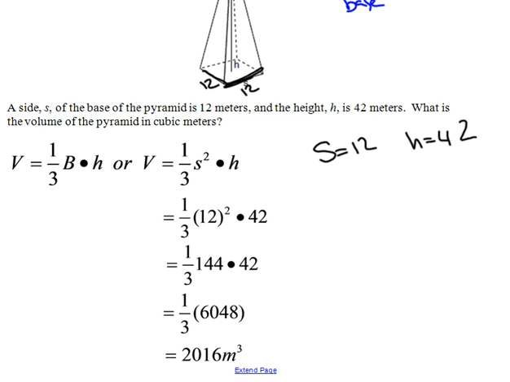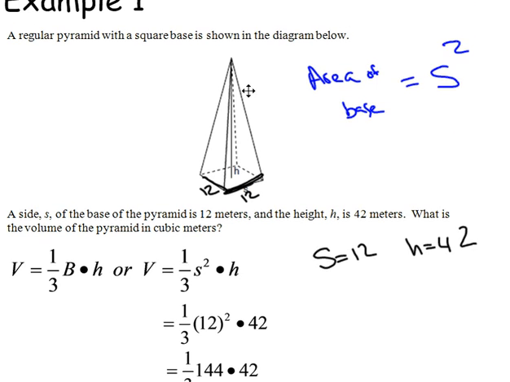Okay, so that's our first example, pyramid volume problem. Pretty straightforward, right? Just get the area of the base. In this case, it was 144. Multiply it by the height, and then divide by 3. You get your volume.